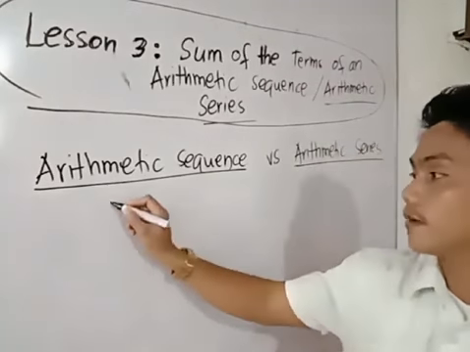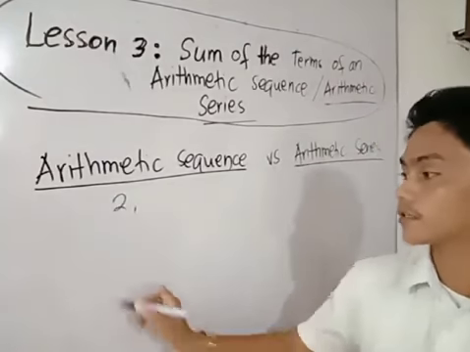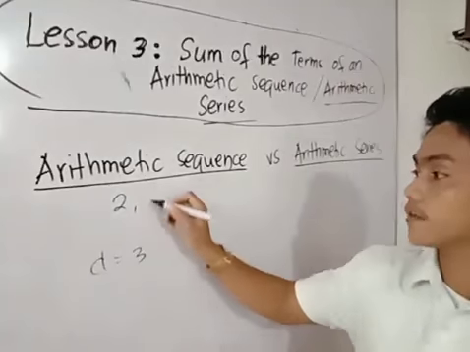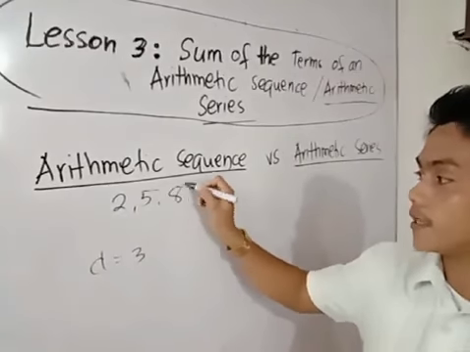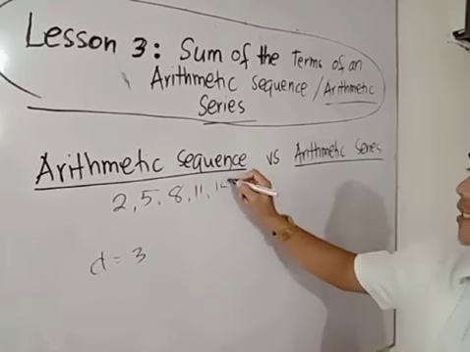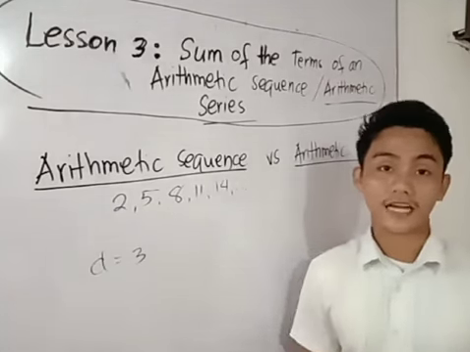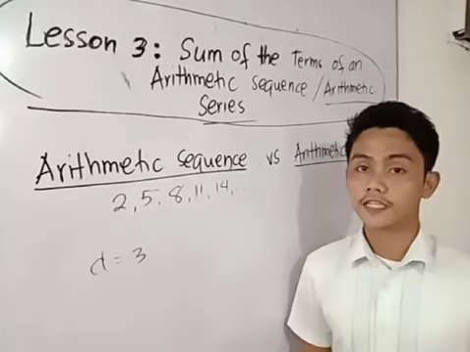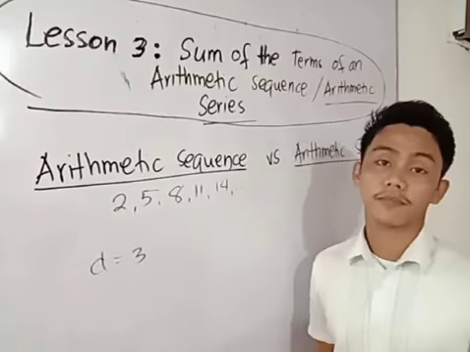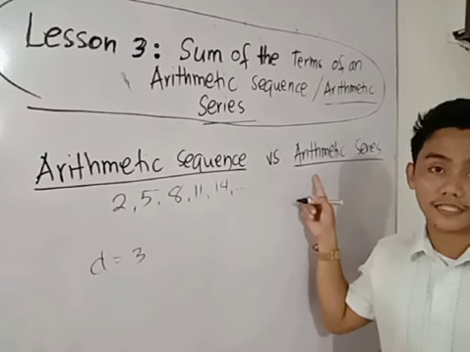For example, if we have the sequence with 2 as the first term and a common difference of 3, the second term would be 2 plus 3, 5, plus 3, 8, plus 3, 11, plus 3, 14, and so on. This is an example of an arithmetic sequence with a common difference of 3. It increases by 3. So what is its equivalent in an arithmetic series?